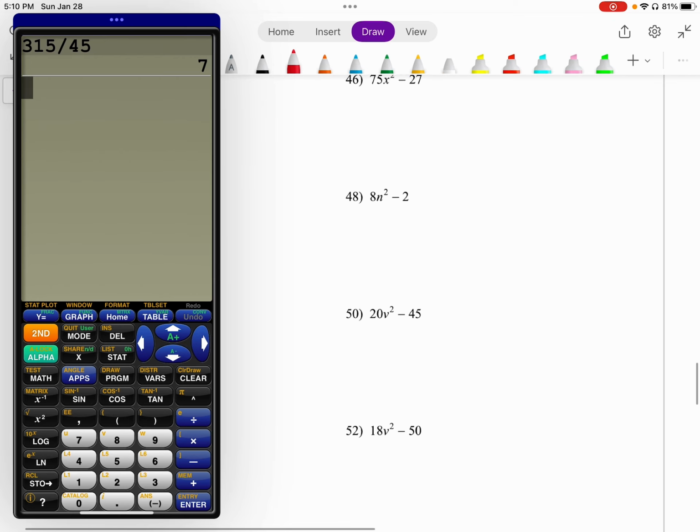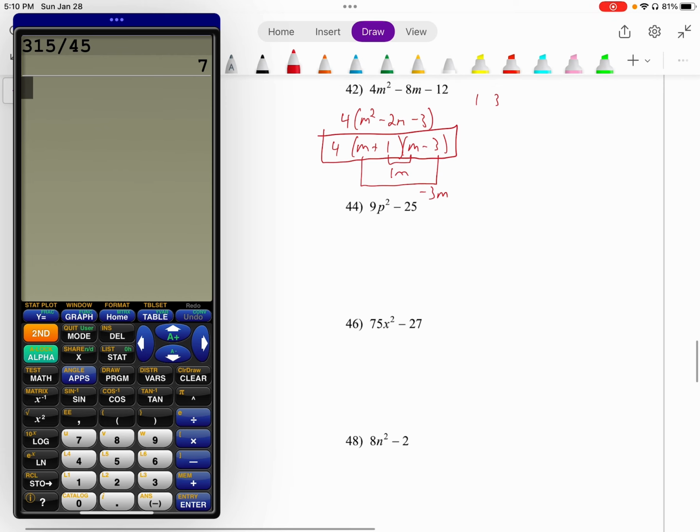44 through the end are some special cases here. These are only 2 terms. Still, the first thing we want to do is see if there's a common factor. There's no common factor in these. However, if it's 2 terms, we want to check to see if these are both perfect squares. So is 9 a perfect square? Yes, 9 is 3 squared. Is 25 a perfect square? Yes, that's 5 squared.